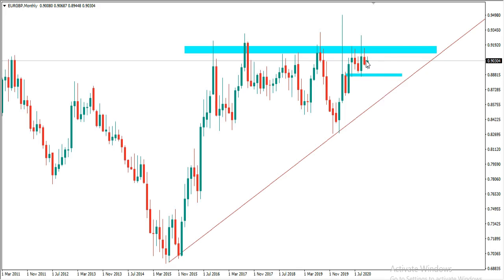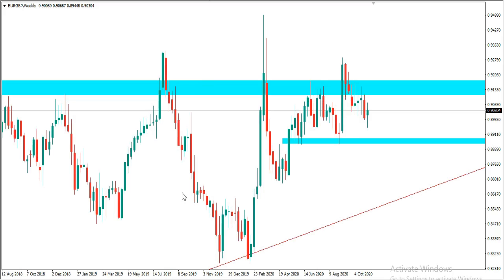But now we just still have price here, so what we can expect will be either a move back into this resistance before the move lower, or just a move lower, or we might just see consolidation within this area from the monthly time frame. So from the monthly time frame, we don't really have a clear direction on Euro Pound. That's what we have on the weekly time frame.